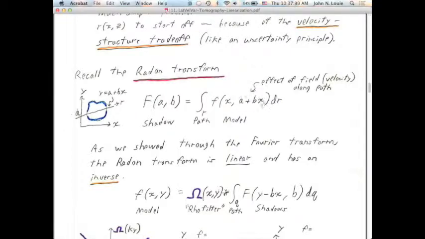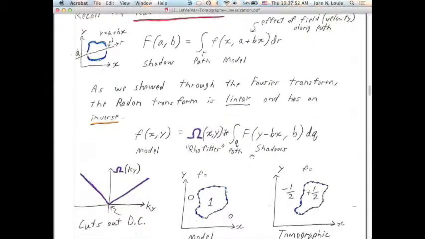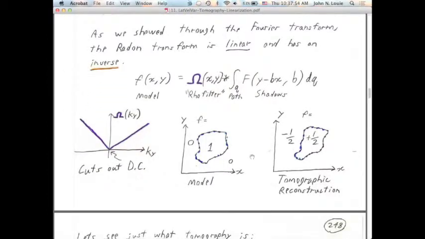Even if you were to have it not be a linear path through the model, you would still be able to cast the Radon transform into the Fourier domain, and you'd still be able to derive the inverse. So that's not so important. But what we can do is state the inverse, and it's quite easy for the straight paths.